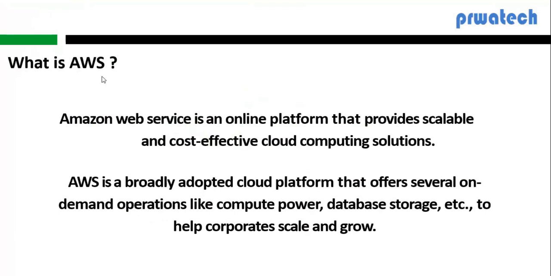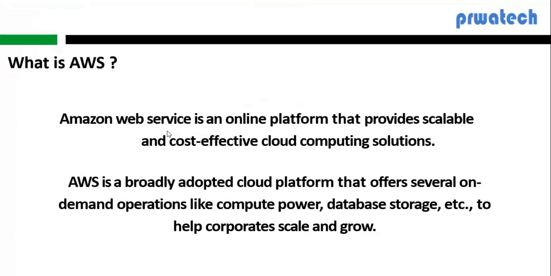First one is what is AWS. You can see the full form of AWS is Amazon Web Services, and it is an online platform that provides scalable and cost-effective cloud computing solutions. It means it provides scalable. Scalable means if you are creating one application and you have storage of 10 TB, or if you want to increase to 15 or 20, you can easily do it in the cloud. And next one is cost effective. Cost effective means compared to on-premises, cloud will be very cheap.